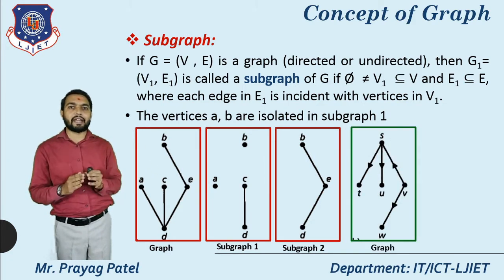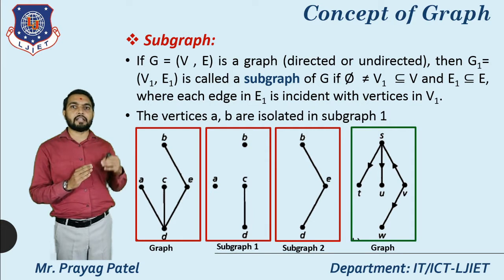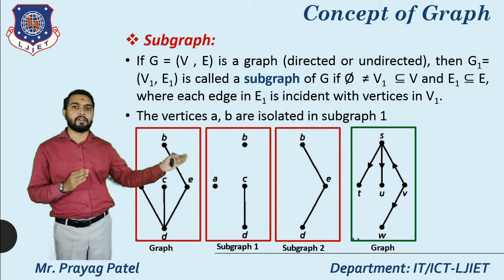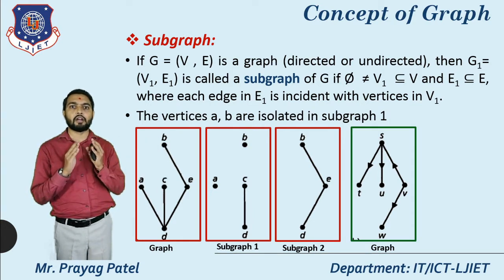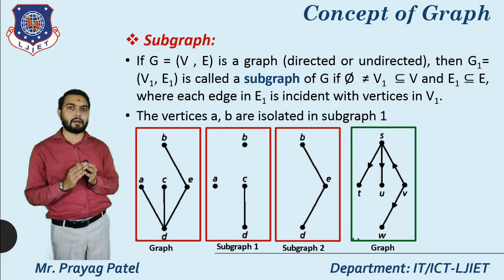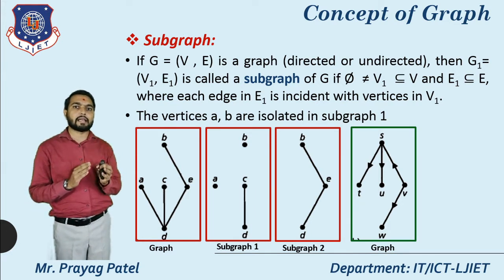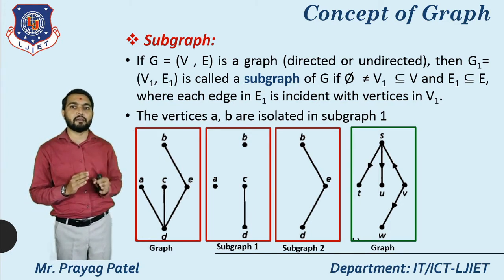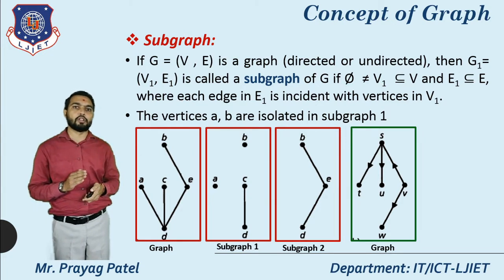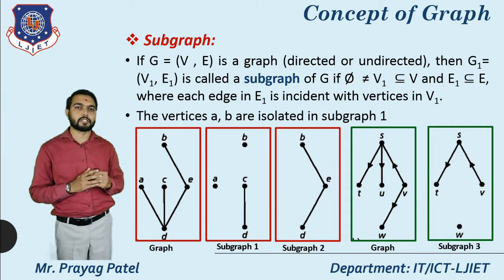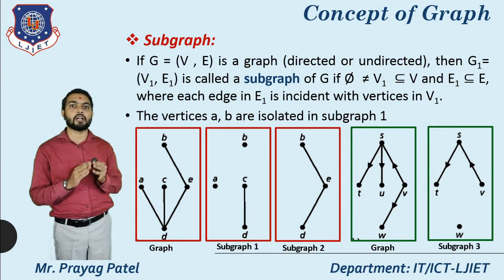Now for a directed graph also we can consider the subgraph. So in this figure, the graph is your directed graph. In the directed graph we have 5 vertices S, T, U, V and W. Now for this graph, what is the subgraph? So this next figure, graph 3 and subgraph 3, is considered as your subgraph for the directed graph.